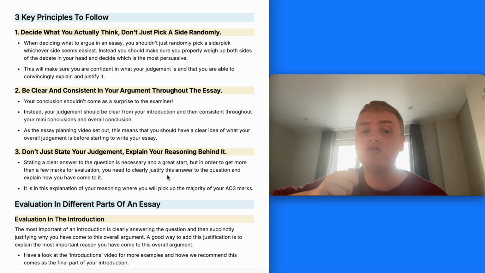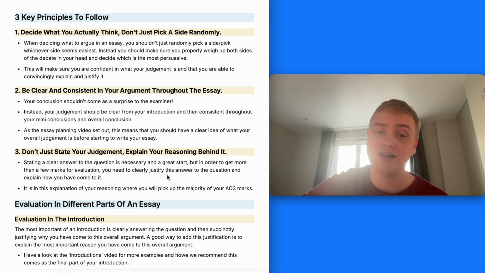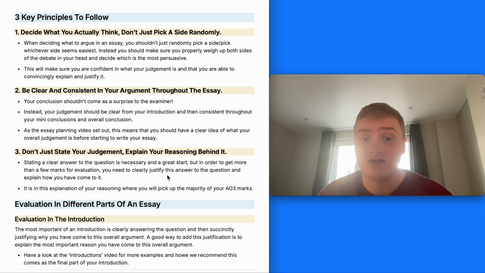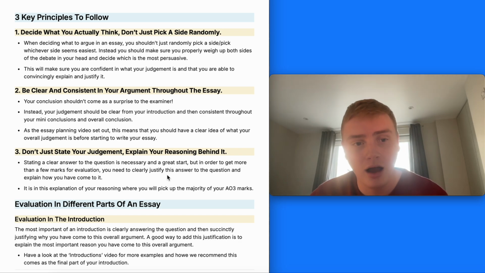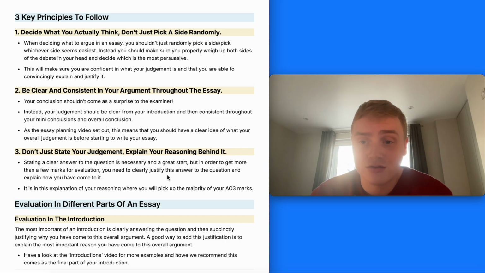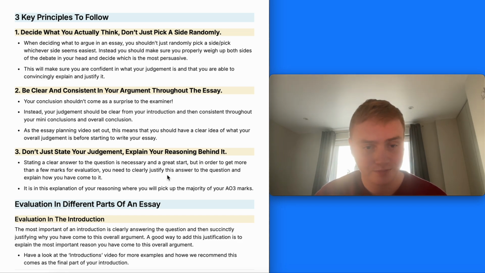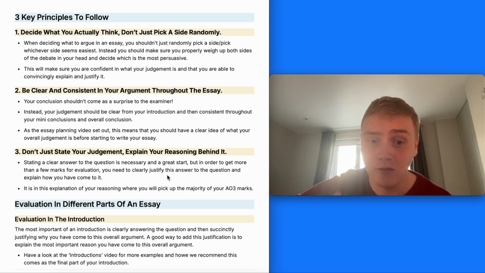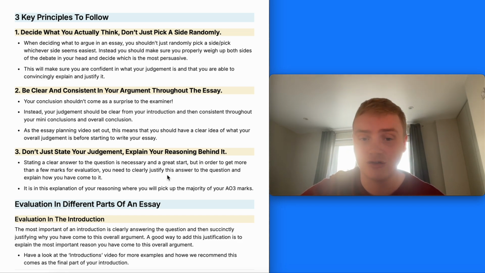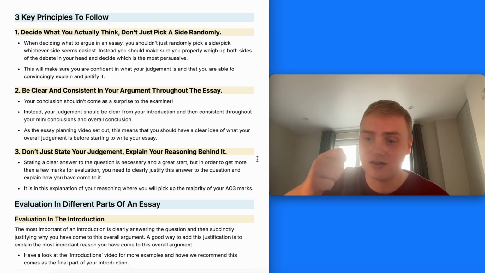And thirdly, don't just state your judgment, explain your reasoning behind it. Stating a clear answer to the question is of course necessary and a great start, but to get more than a few marks for evaluation and really push up to those top grades, you need to really justify this answer to the question and explain how you've come to that judgment. And it's in this explanation of the reasoning that you'll pick up the vast majority of your AO3 marks, as anyone can effectively just say, I'm going to argue this way. It's about justifying it and explaining it as the real judgment.